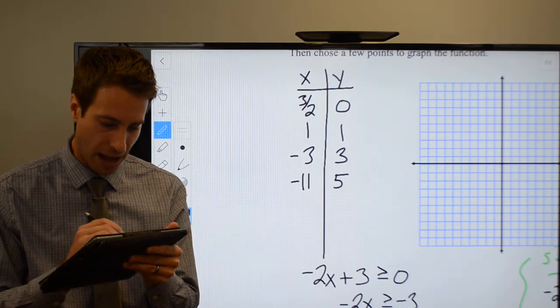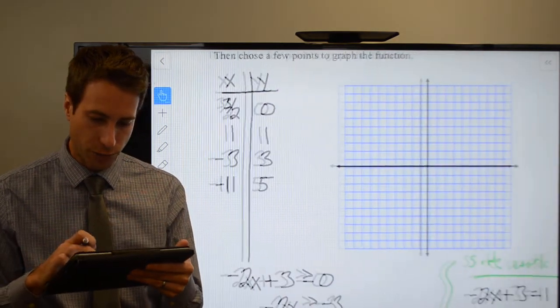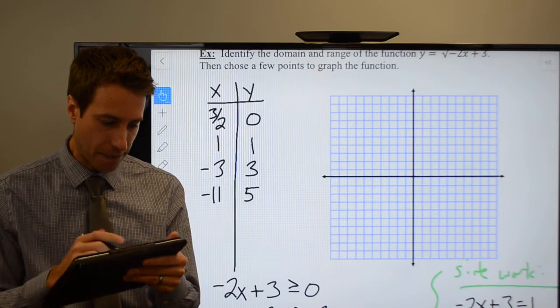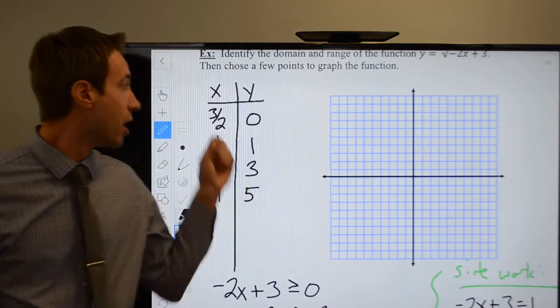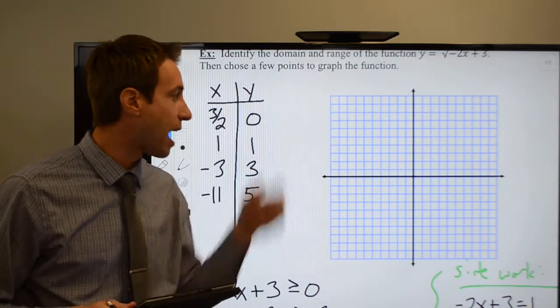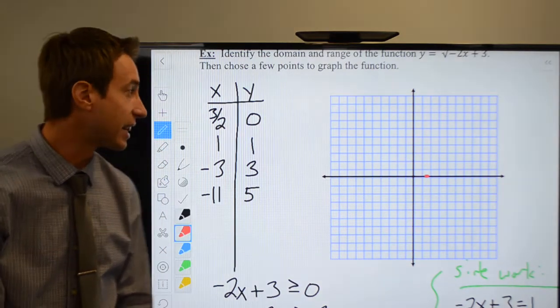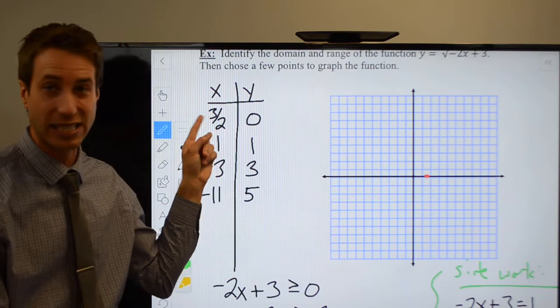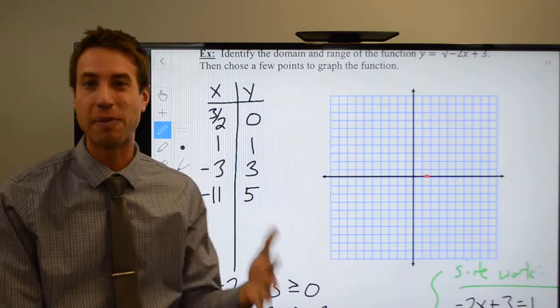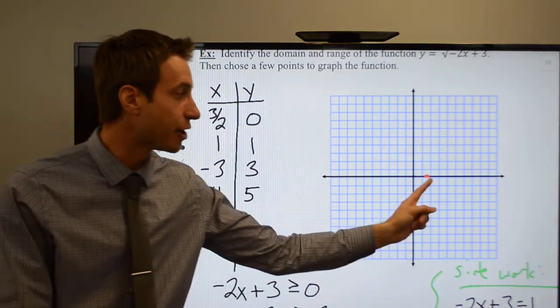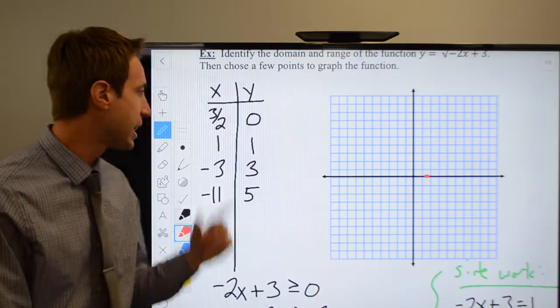So we'll use negative 11 and 5. All right, let's go ahead and graph those points. I think I got plenty here. And here we go. 3 halves is 1.5 and 0. So 1.5 and 0 is right about there. And again, I don't really like graphing decimals, but I don't have a choice. That's the first value of my domain, so I've got to use it. I've got to know what that starting point is. And then we go from there.